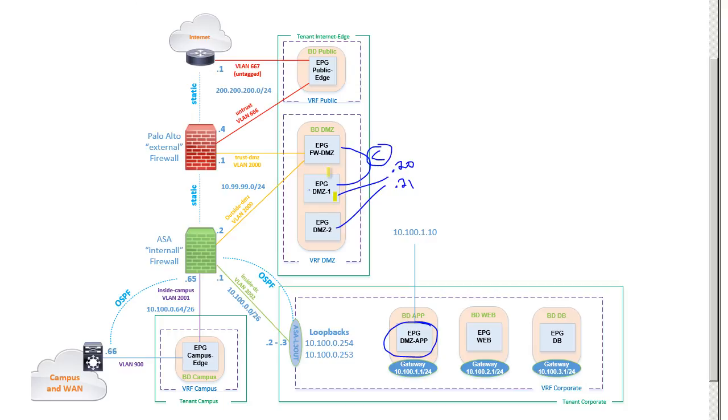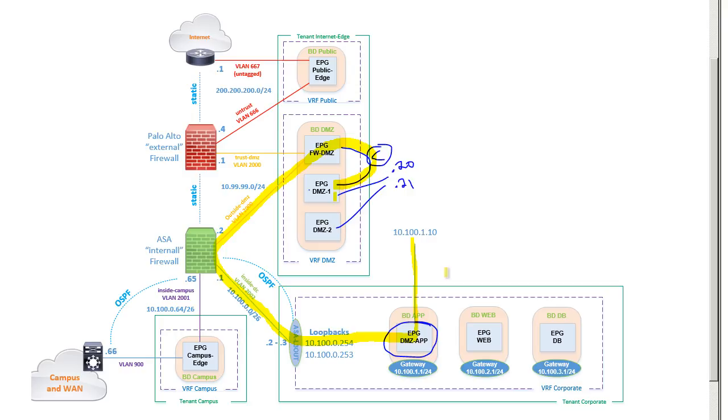So the traffic flow is basically going over this contract, which allows me to have communication with a gateway, which is the Palo Alto or the ASA, and it knows it has to go to 10.99.99.10, which is going to take this route to the ASA firewall. The firewall is going to receive that request, NAT it back to its real address, and forward it over this OSPF link through that ASA layer 3 out into that EPG app DMZ and out to that host. And we just established communication from internal to DMZ and from the DMZ to internal.